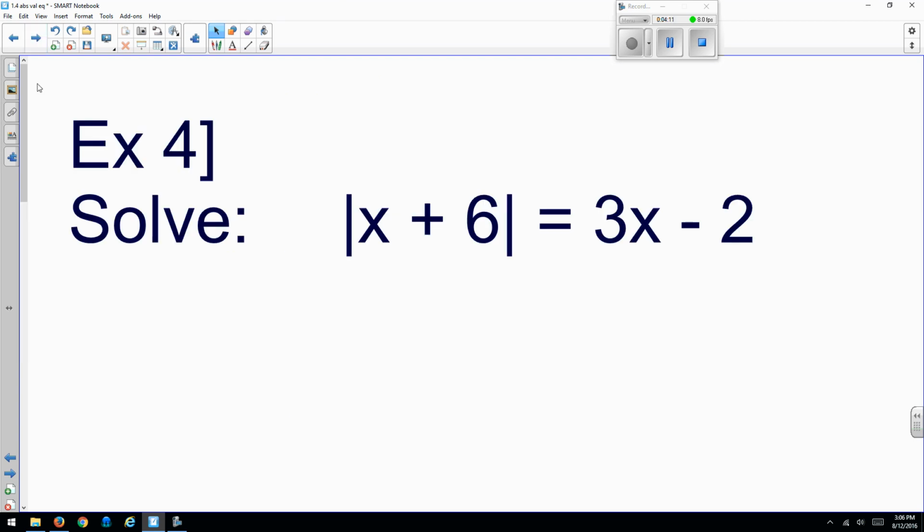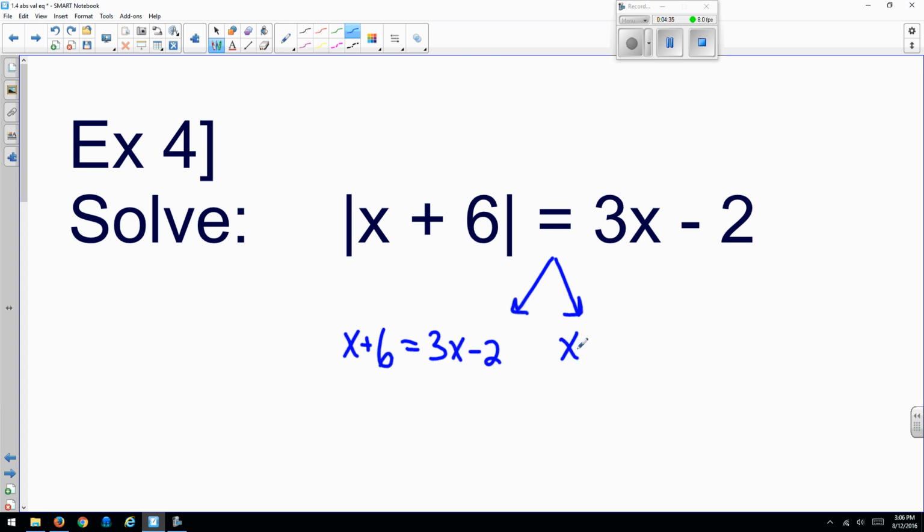Here's example 4. So as you can see, the absolute value is already by itself. We're going to get into more challenging problems in class. This is just an introduction. So I'm going to go ahead and branch off. I'm going to take the left-hand side, since it's already by itself, set it equal to the positive form of what's on the right, but also set it equal to the negative form of what's on the right. And then I'm going to solve from here.